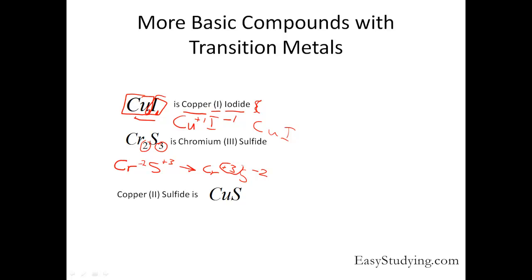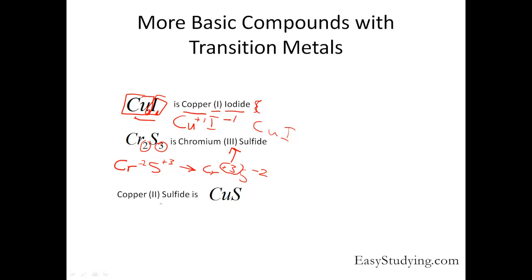Since we know that this is a +3, this corresponds to the Roman numeral 3 in the parentheses after chromium. And then sulfide remains without writing anything in the parentheses, because as we said before, nonmetals do not get to have the parentheses written down, because it is expected that we can count from sulfide that we need 2 electrons in order to achieve a noble gas-like or stable state.